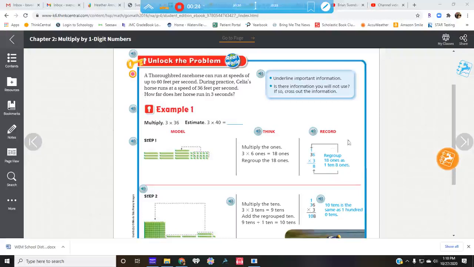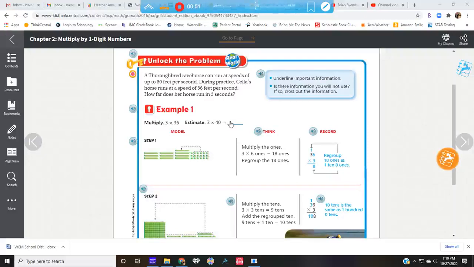A thoroughbred racehorse can run at speeds of up to 60 feet per second. During practice, Sia's horse runs at a speed of 36 feet per second. How far does her horse run in 3 seconds? Alright, so here's what we're going to do. We need to figure out how many feet she goes in 3 seconds. If she goes 36 feet in 1, we're going to multiply by 3. So 3 times 36. Let's make an estimate.